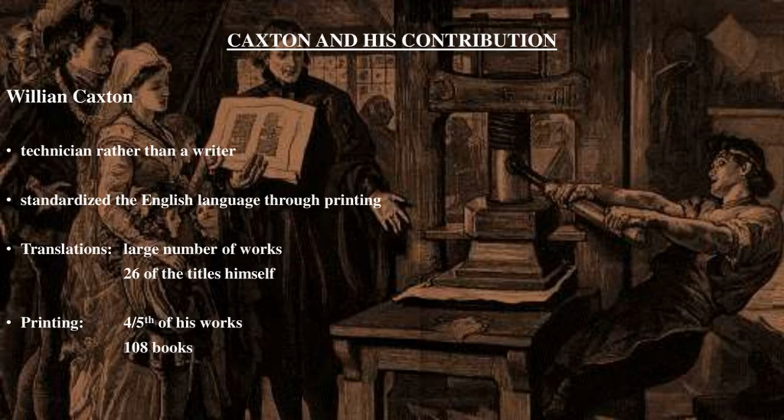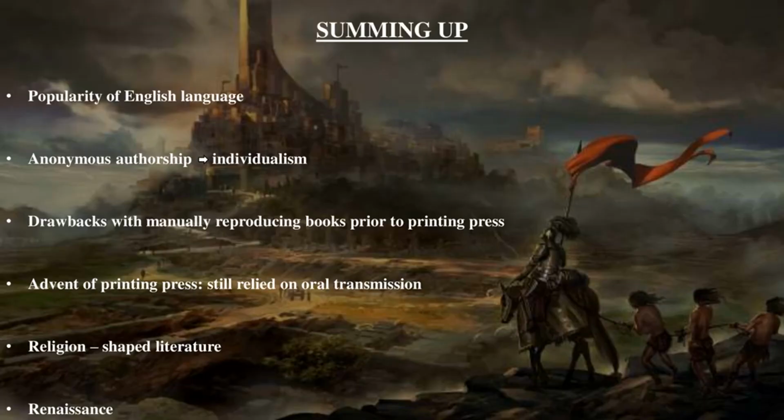First of all, in the Middle English period, we see the English language attaining maturity and popularity, and we find the dominance of anonymous authorship because the sense of private ownership had not yet come into being in a strong way. We also find that it was only towards the later period that a sense of individualism began to emerge. At the same time, the process of manually reproducing books had its own drawbacks. Chances were there that words and ideas could get altered or forgotten or left out.